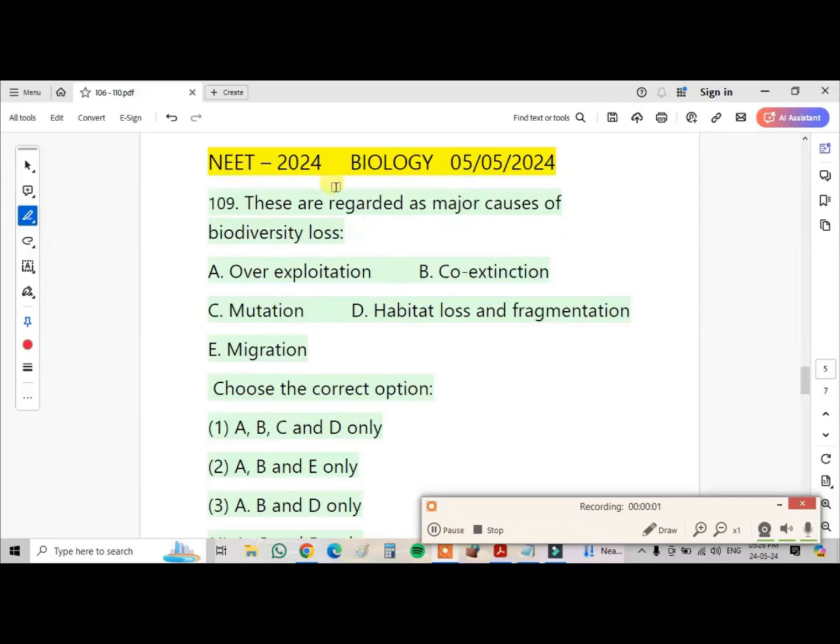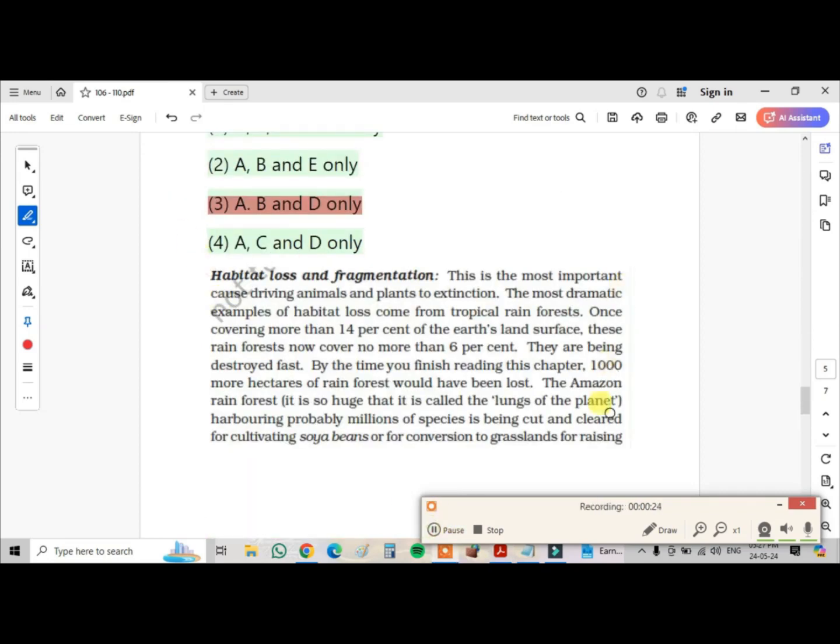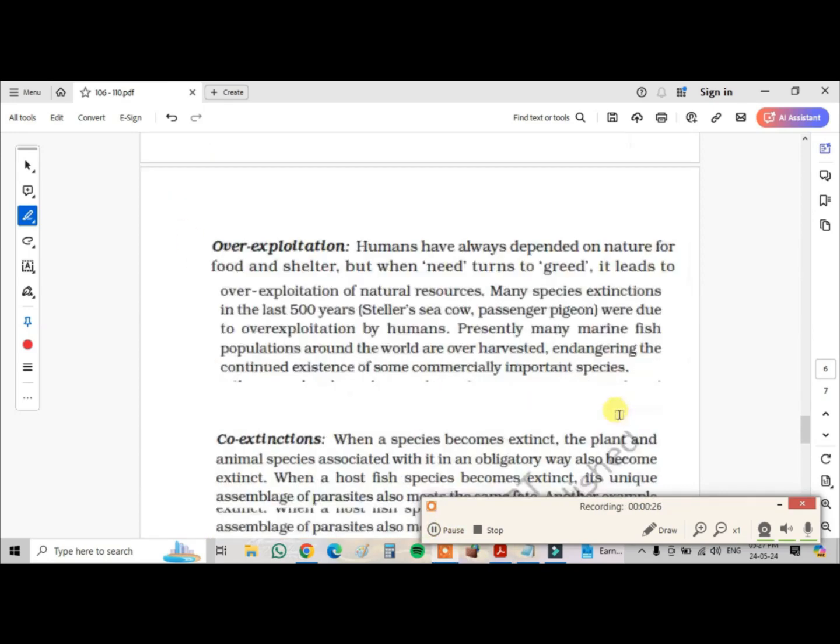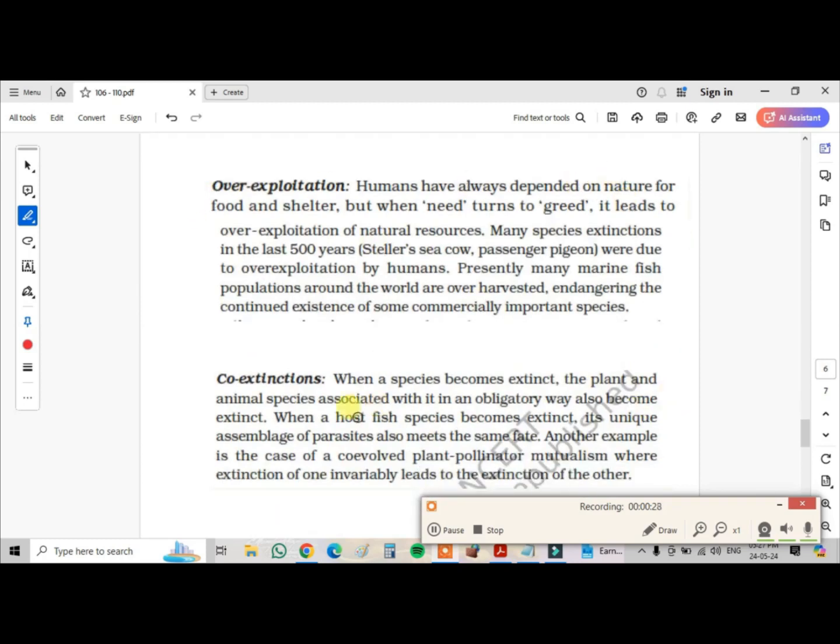Biology NEET 2024. These are regarded as the major causes of biodiversity loss. Option A overexploitation, B coextinction, C mutation, D habitat loss and fragmentation, and E migration. And the answers are A overexploitation, B coextinction, and D habitat loss and fragmentation. And it is the answer option number 3. Answer is A, B, D only. You can see the NCERT topics regarding particular answers, and this is from the chapter called biodiversity.